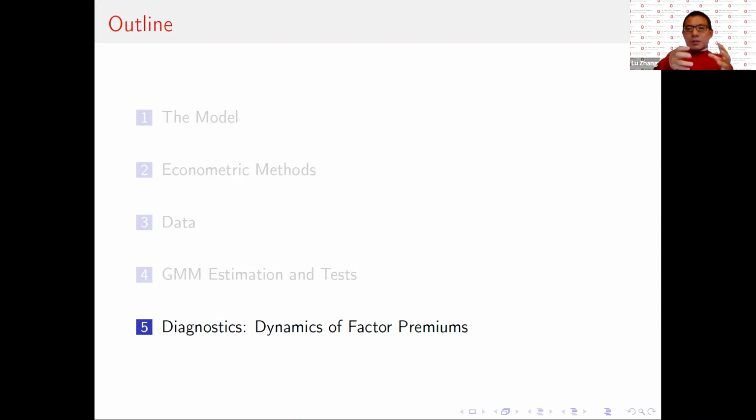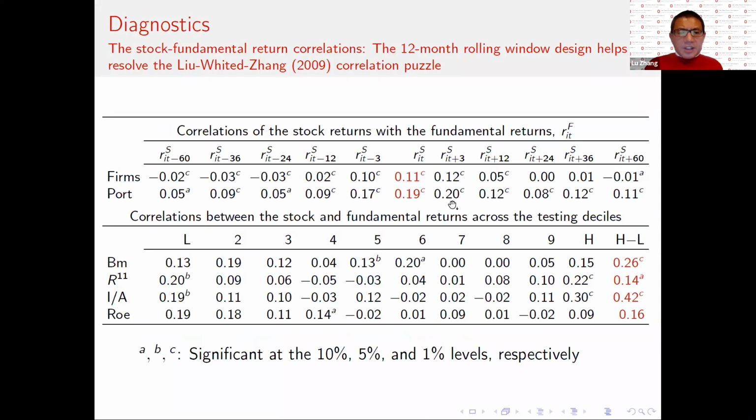How do those fundamental returns compare with observed portfolio stock returns? Not just the mean, but also volatility, skewness, higher moments and correlations, and tail probabilities, everything. The first table is the stock fundamental return correlations. First, we're comparing the correlations.